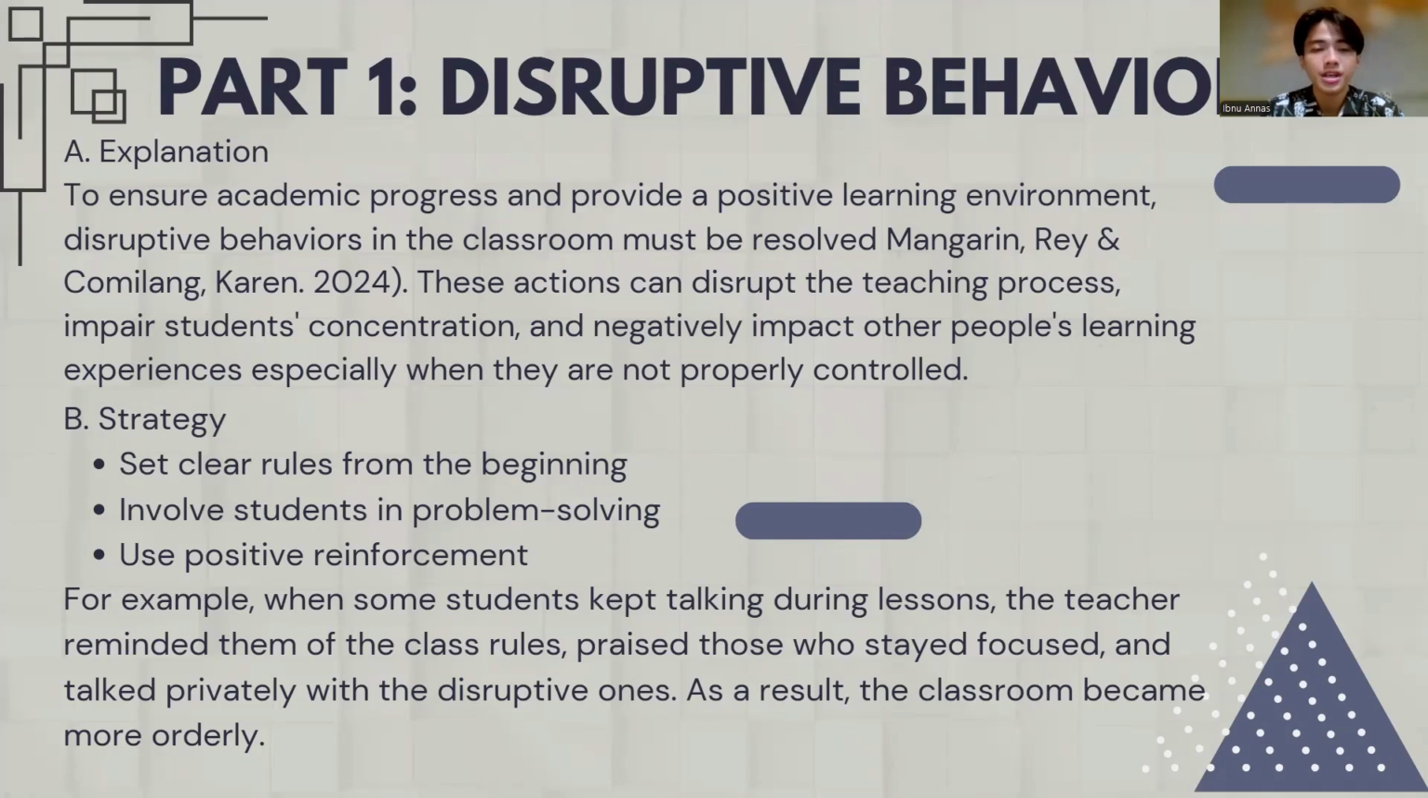And the last is use positive reinforcement. What is positive reinforcement? It's like you involve your students, asking them, how can we make the lesson much smoother, much easier to understand the material? And so they will be interested in the lesson even more easily. For a quick example, when some students keep talking during the lesson, the teacher reminds them to follow the rules of the class, praises those who stayed focused, and talks privately with the one who disrupts the class. As a result, the classroom will become more orderly and easier to control.